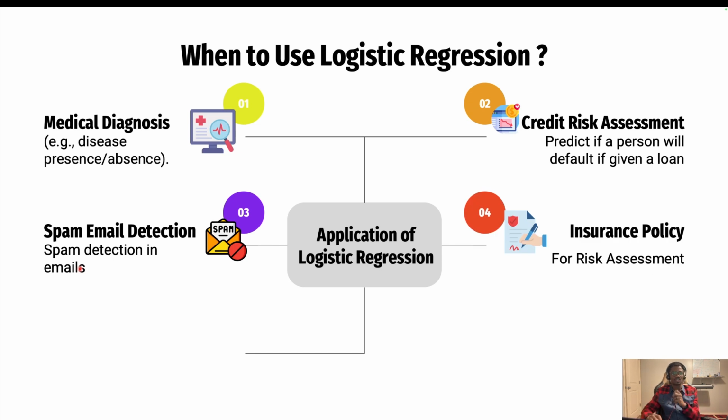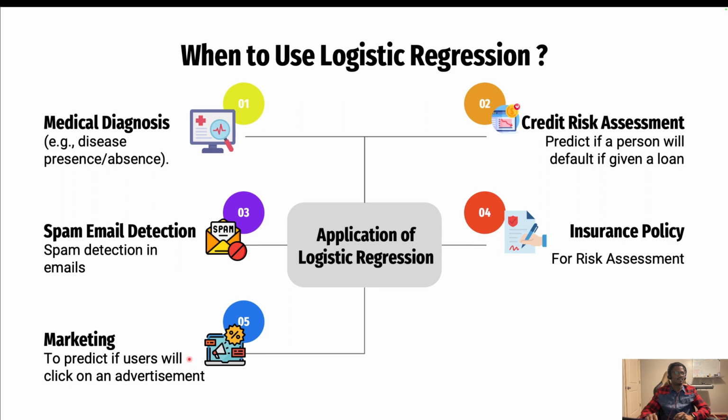Another one is insurance policy, right? For risk assessment, if somebody wants to take home insurance or car insurance, the insurance company will look at the person's information, get all the inputs, history, and say, can we give this person insurance or not, based on the record of the person, right? So that is also two, either we can give it or not.